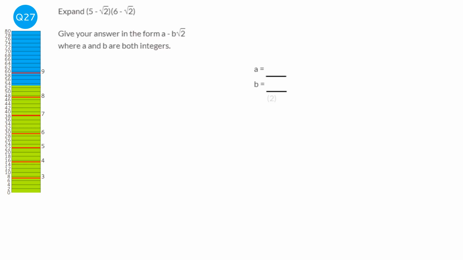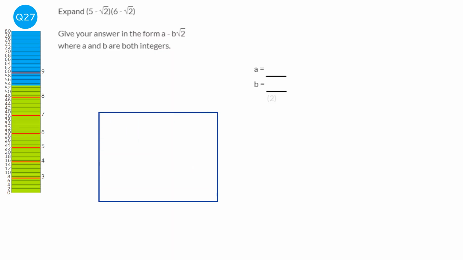The way we expand these surds with the two brackets is very similar to the way we expand with quadratics. And so you may choose a different method for expanding. I'm just going to use the grid method. And what we do is we put the first bracket at the top, so it's going to be 5 and then minus root 2, and second bracket down the side, so 6 and minus root 2.